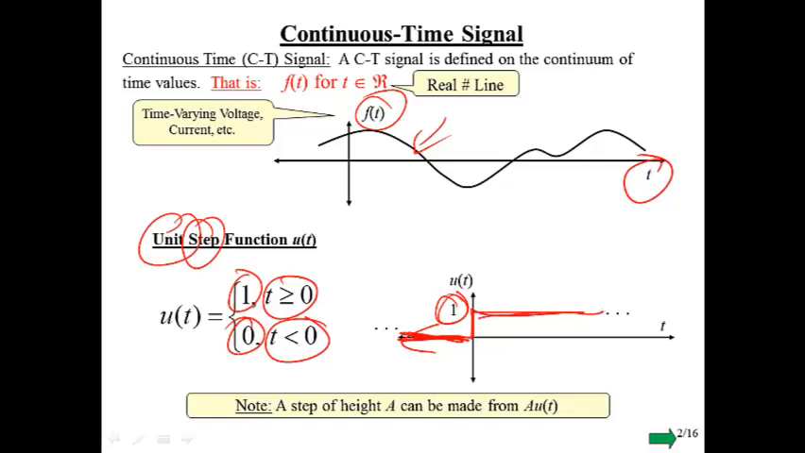We can easily get a step of height a, where a could be any positive or negative number. It doesn't make sense to make it 0, obviously. You just multiply the unit step by a. Whenever u of t takes on 0, a u of t is still 0, and whenever u of t takes on 1, a times u of t becomes a. Just like that.